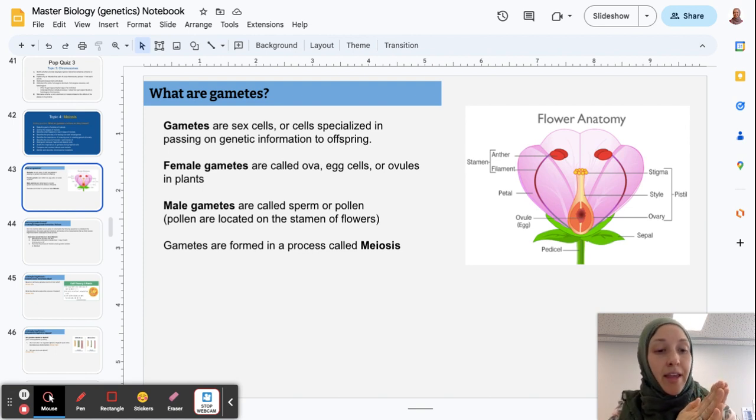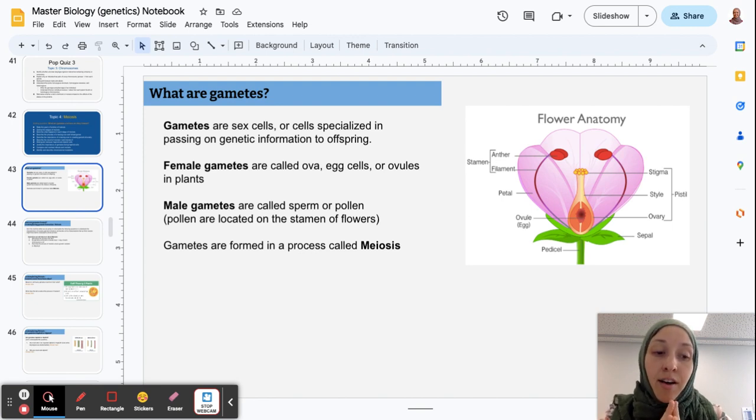Females produce female gametes, which would be ova, egg cells, or ovules in plants, while males produce male gametes, such as sperm or pollen. There are some species which are a combination of male and female, so a lot of plants have flowers with both male and female gametes. Gametes, how are they formed?